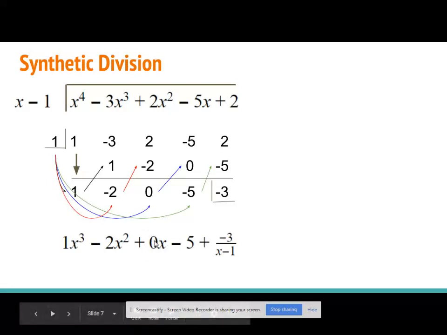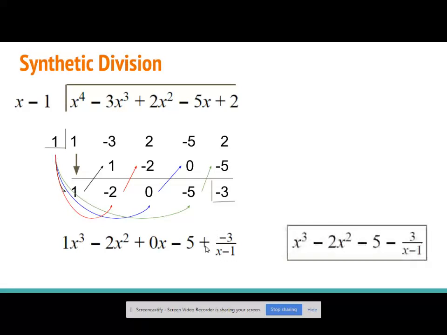So that's important, you would probably leave that out. I'm 99% sure that if you wrote 1x cubed, XYZ homework would accept that just fine. Same thing with this right here. In the textbook, the way the textbook writes plus -3 over x minus 1 is it writes it as minus 3 over x minus 1. And so this is the way you would see the answer in the textbook.